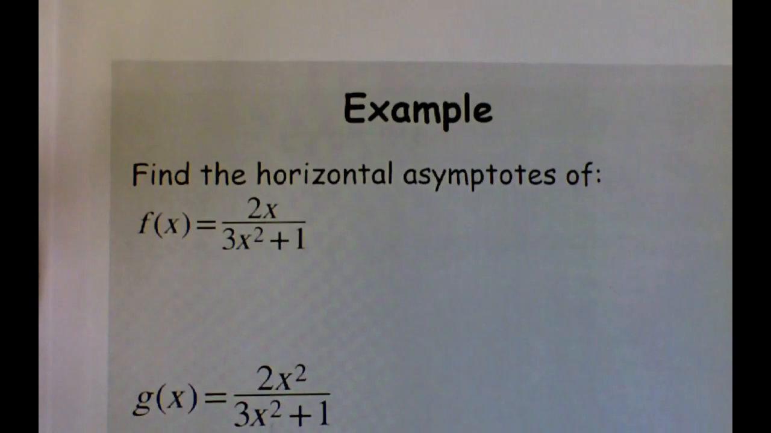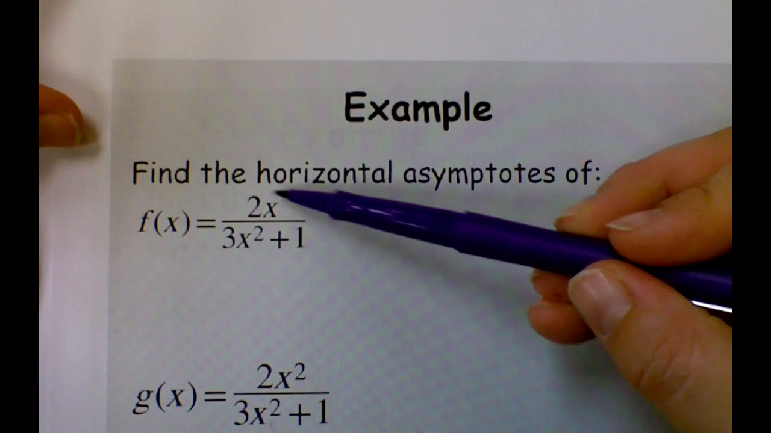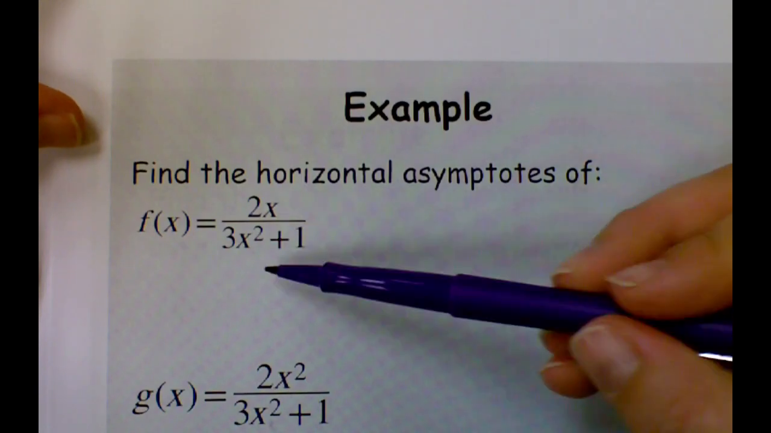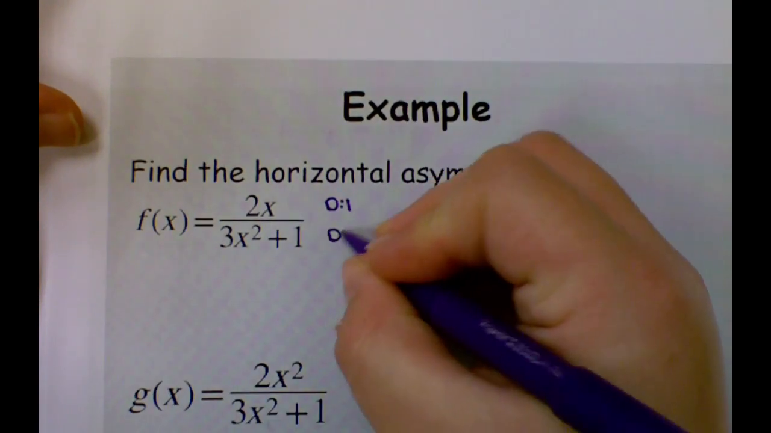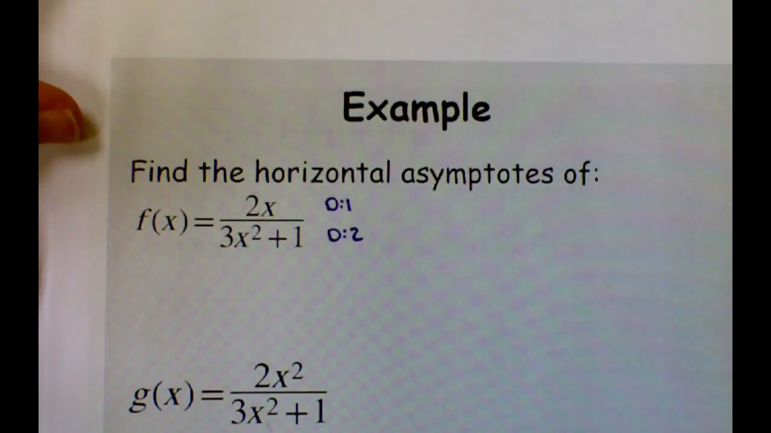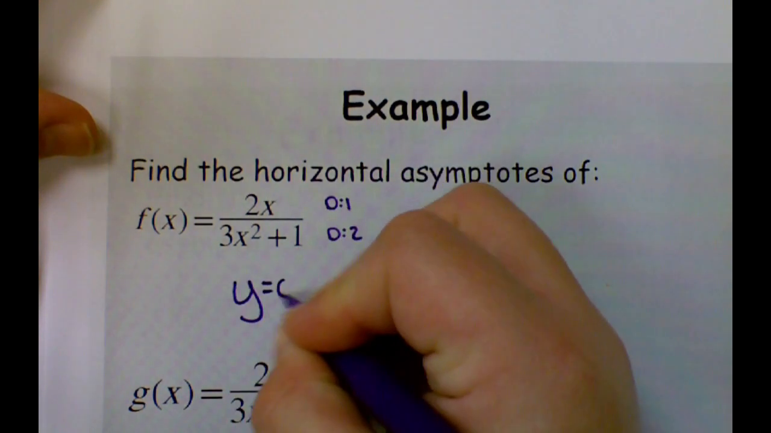So we're going to start with horizontal asymptotes. We'll get into the vertical ones in a moment. For horizontal asymptotes, we have tricks. I look at the degree of the numerator. The degree of the numerator is 1. Then I look at the degree of the denominator. The degree of the denominator is 2. Well, the degree of the denominator is bigger, which means my horizontal asymptote is y equals 0.